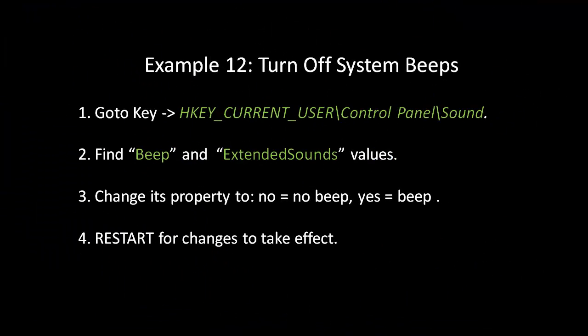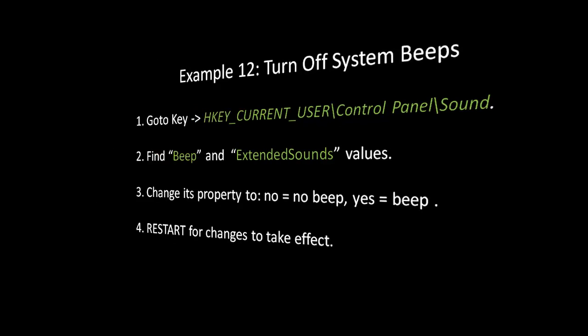In example 12, we're going to turn off the system beeps. To do this, we'll have to go to HKey Current User Control Panel Sounds. We'll find beep and extended sounds, and then we're going to change their properties to no from the default of yes. We'll need to restart for the changes to take effect.